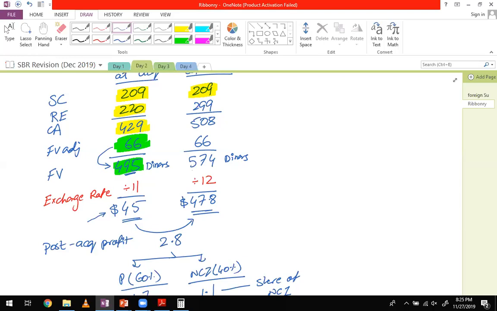Yes, exactly, Mohammed Lamin. In case of plant, we would have depreciated that, which would have changed the value of this 66 into after depreciation amount.